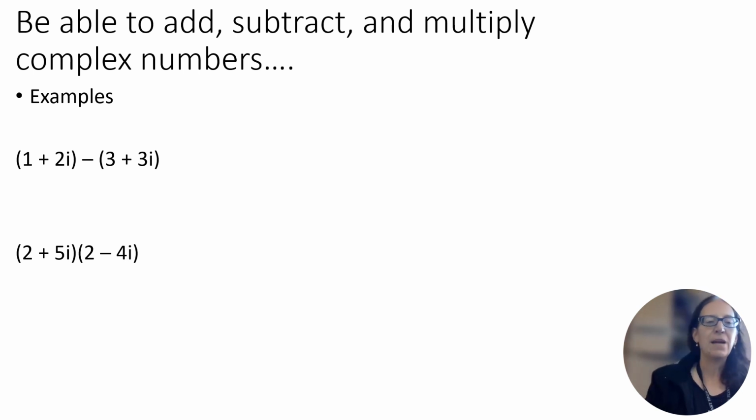Next one is be able to add, subtract, and multiply complex numbers. For the examples, I have subtraction and I have multiplication. That's because if you can subtract and multiply, you can add. I didn't feel like we needed to review that.